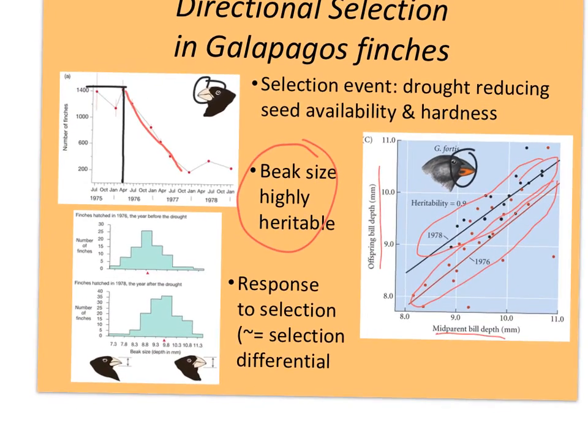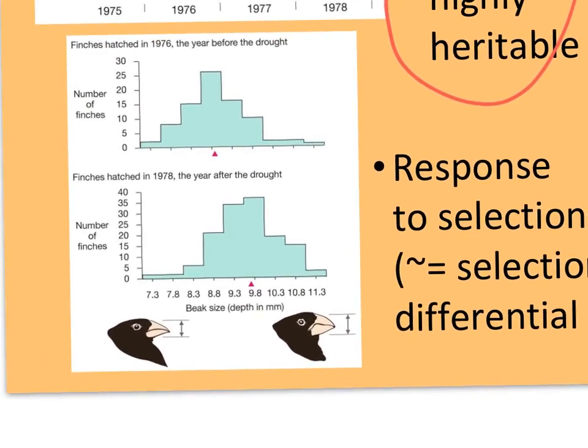Okay, and then we can actually see, now remember, that's the initial bill size before the drought. Okay? There was strong selection against short bills. Only the ones with the hardest bills survived. And so all these individuals over here, they all died. And the only ones that were finally left over were these individuals that had, on average, much thicker bills. That's directional selection.